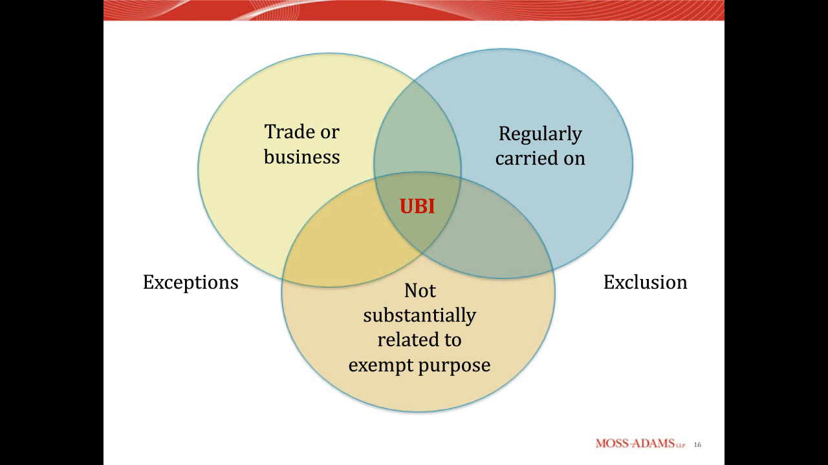The second aspect is regularly carried on. This means that activities are regularly carried on if they are continuous and frequent. Even if an event is only held annually, it can still be considered regularly carried on if it involves significant planning, preparation, and time prior to the actual event for an organization. The last requirement is that it must be unrelated to the exempt purpose.